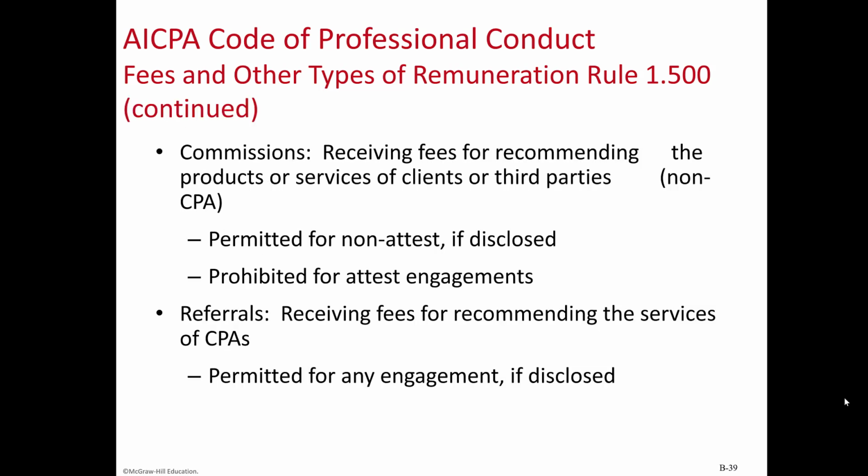Now let's talk about commissions. Receiving fees if you recommend the products or services of clients or third parties, even if they're non-CPAs, is permitted for any non-attestation engagements if it is disclosed, but it is prohibited for attestation engagements. Then let's talk about referral fees. That is when you're receiving fees for recommending the services of CPAs. That's permitted for any engagement as long as it is disclosed.